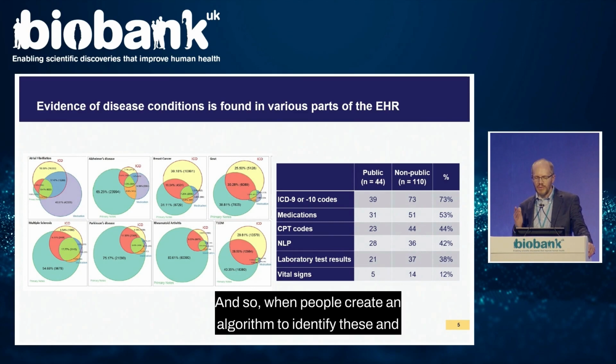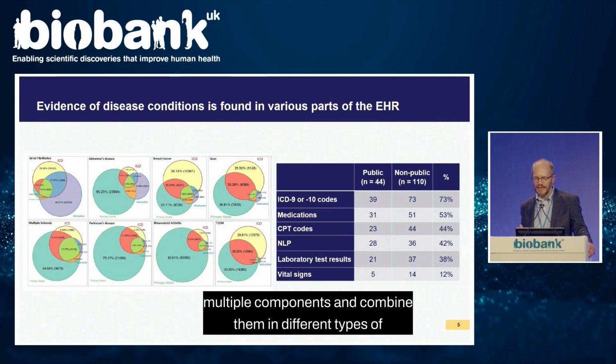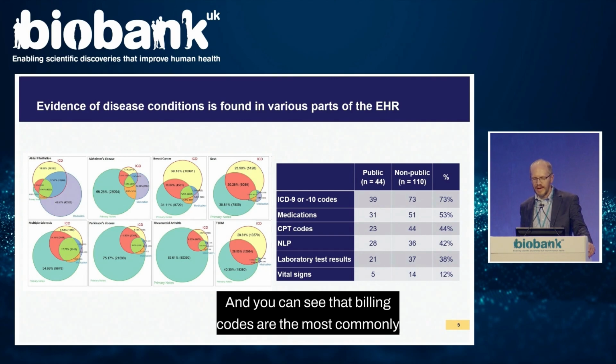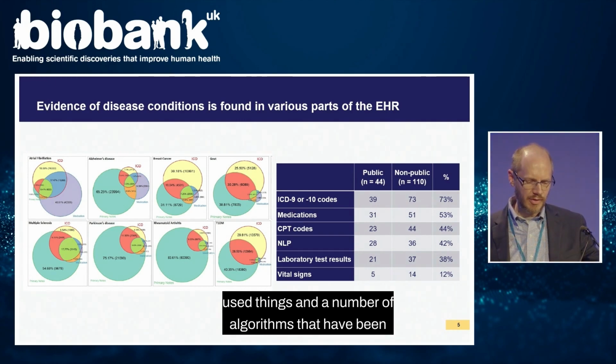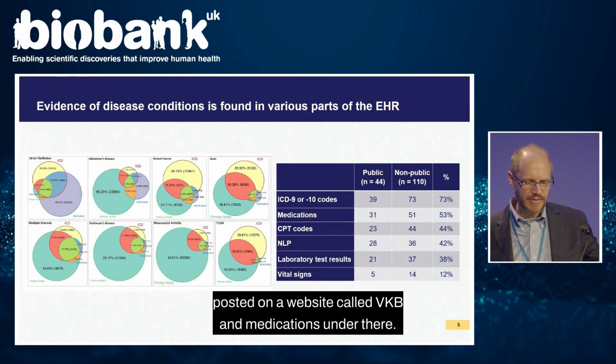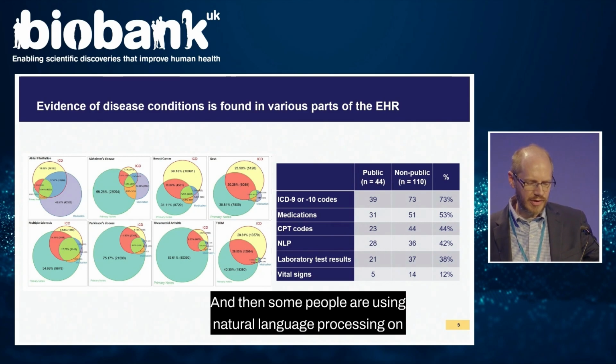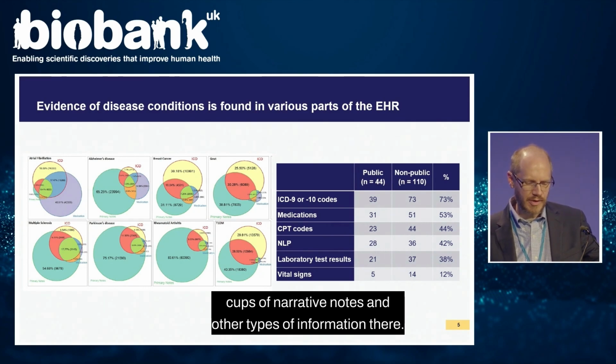And so when people create an algorithm to identify these and create highly research-grade phenotypes, they typically use multiple components and combine them in different types of logic. And you can see that billing codes are the most commonly used things, in a number of algorithms that have been posted on a website called PheKB, and medications under there. And then some people are using natural language processing on narrative notes and other types of information there.